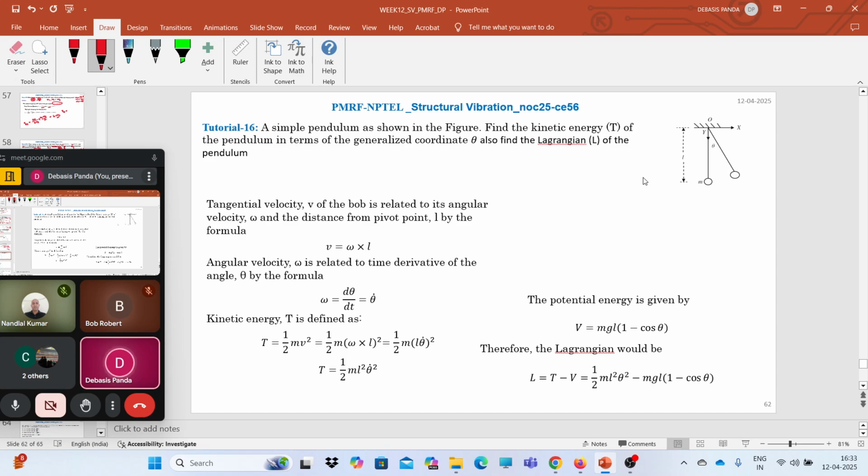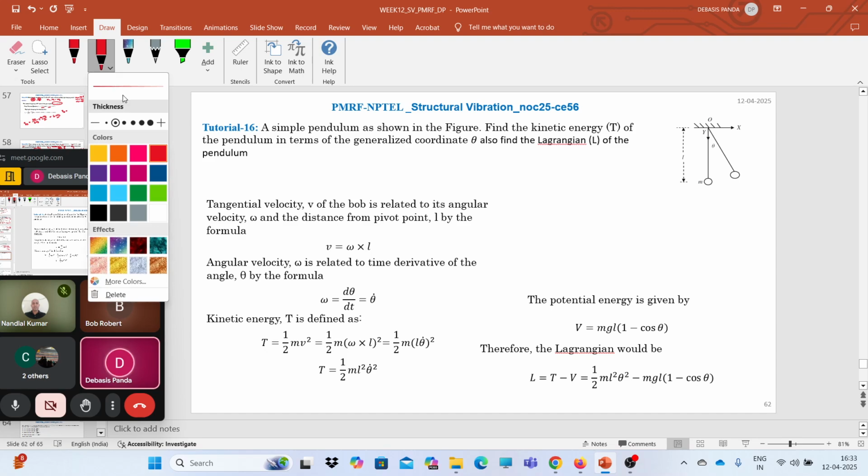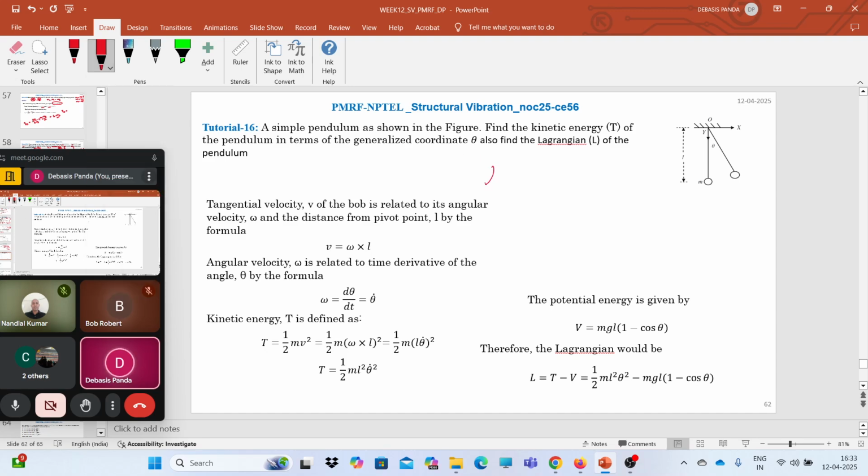From the energy principle, we can have questions like: formulate the Lagrangian. What should the Lagrangian look like? These are small questions where you just need to formulate the Lagrangian. The Lagrangian, we know, is nothing but T minus V. That means you need to find the kinetic energy of the system and the potential energy of the system, and then you can formulate the Lagrangian.